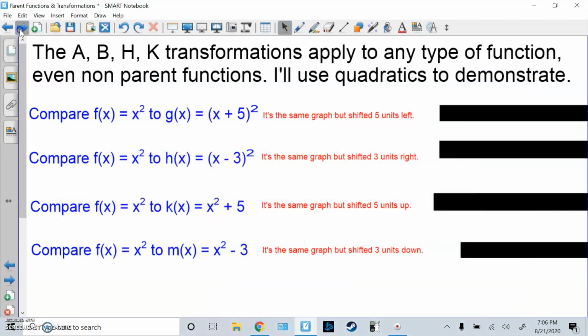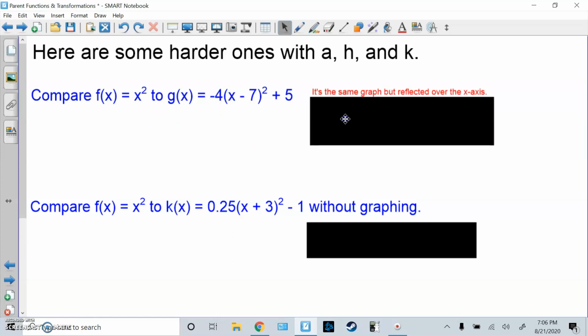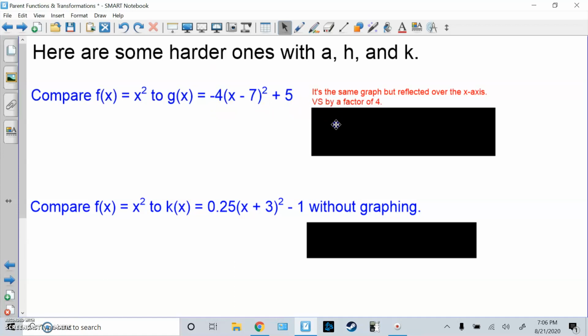Now let's try some harder ones. Here's A, H, and K. So let's think about this. X squared to all this. Well, first what showed up, A showed up as negative. If A is negative, we reflect it across the x-axis, upside down. Then 4. Alright, not negative 4, positive 4. 4 is bigger than 1. For A, that's normal. It's the vertical stretch. It's a vertical stretch by factor 4.